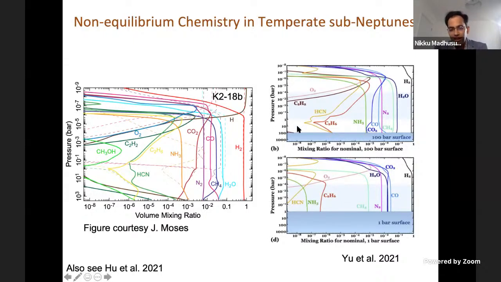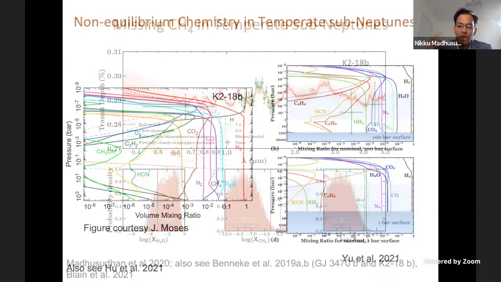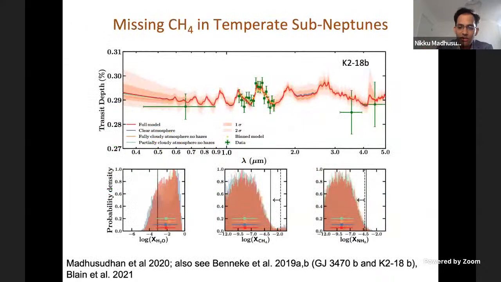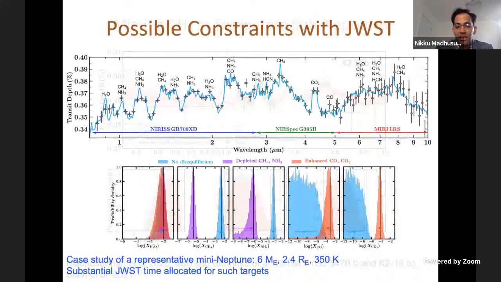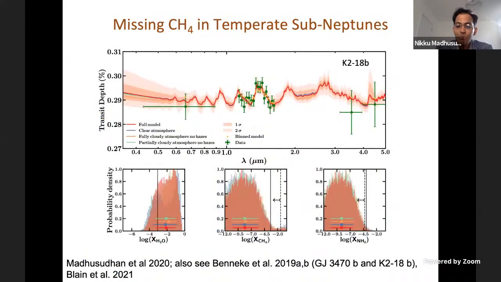Bottom line, you'll have these slides later, but bottom line is that you can get a lot of deviation from chemical equilibrium when you have non-equilibrium processes going on. So I already mentioned to you earlier that we don't detect methane in K2-18b, but there are some claims to the contrary by this paper, which need to be checked. But this is typical of what is known as the missing methane problem in temperate exoplanetary atmospheres, which is across the board.